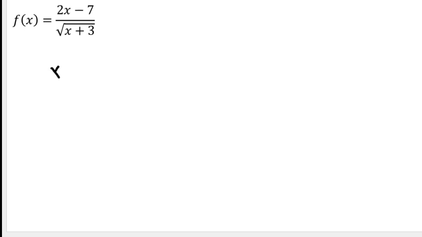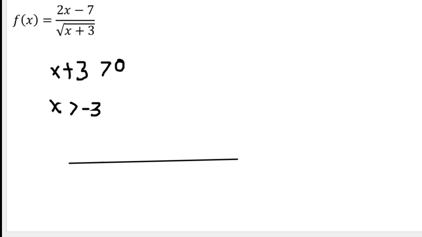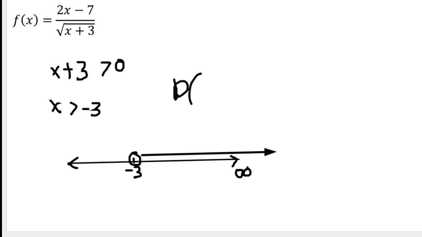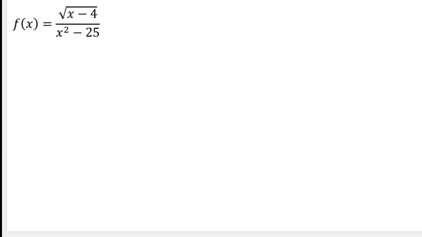Now, what if we have a rational function and a radical function? We're going to set the denominator greater than 0 instead of greater than or equal to 0. This is just the same as earlier. We get -3 here, and we get infinity and negative infinity. We're going to put an open circle, and so the domain here is basically -3 to infinity. So that's easy.